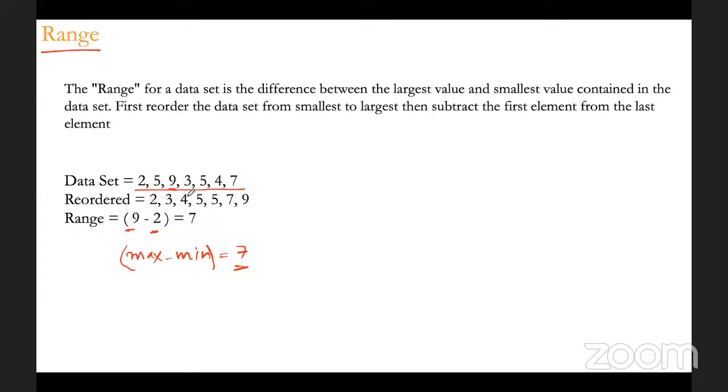So 9 minus 2, that is 7. 7 is the spread of the data set. Let's say, for example, you have 100 here, and another element is 2. In this case, you can say 98 is the range of the data set. So that's how you can compute the range and understand it.